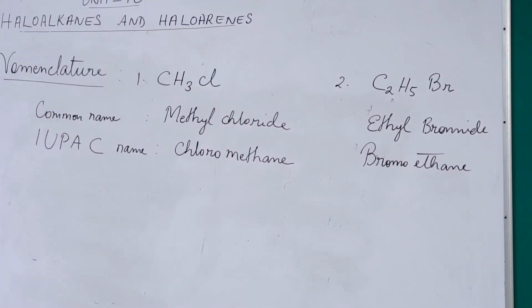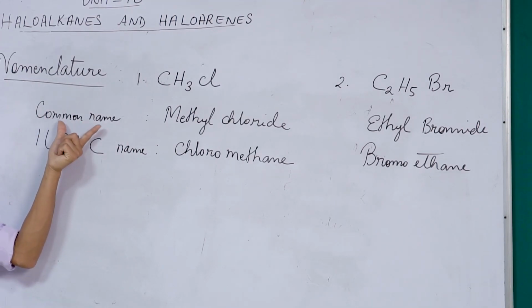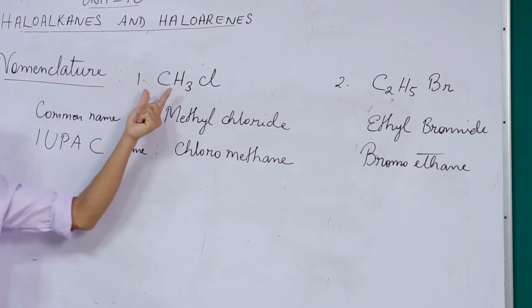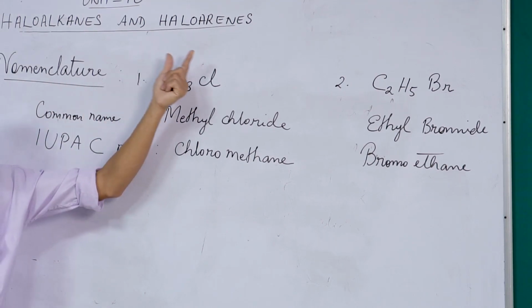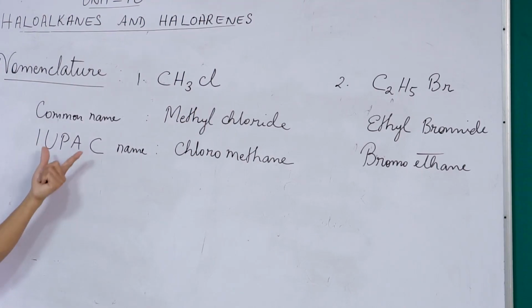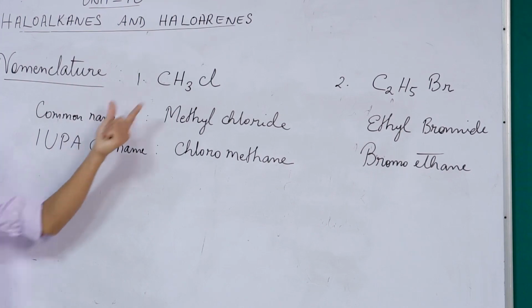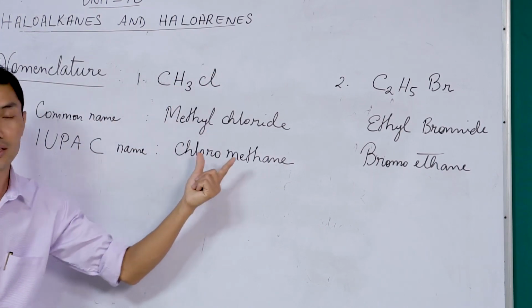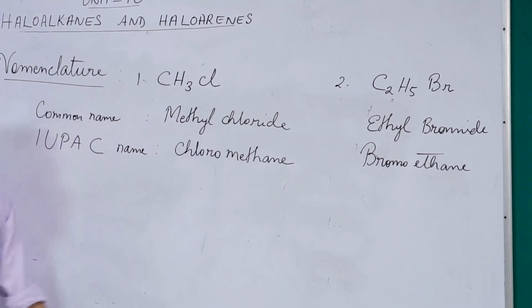So once again, while naming these haloalkanes, if we are giving the common names, the alkyl group will be named first, then followed by the name of the halogen. But under IUPAC nomenclature, the halogen atom will be named first, and then the name of the alkane will follow.